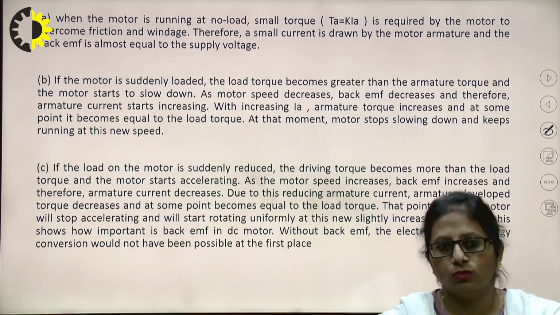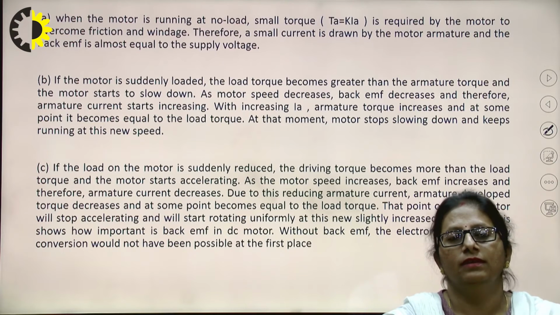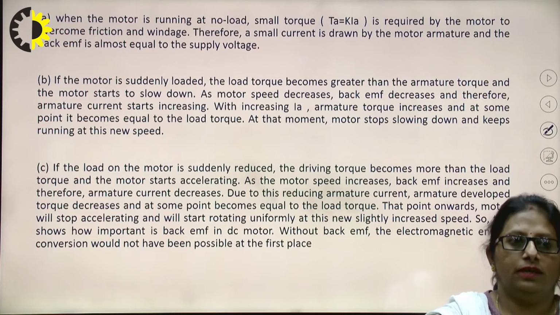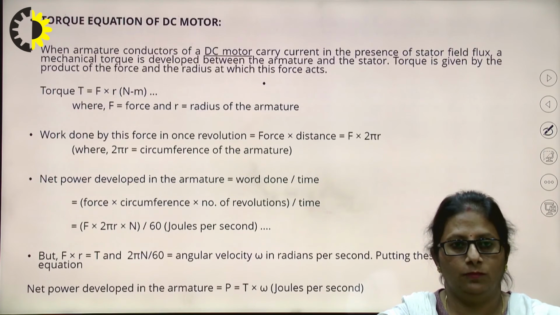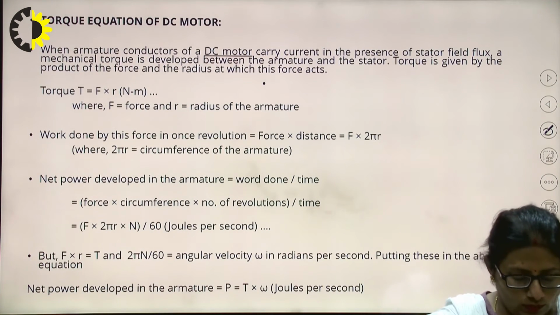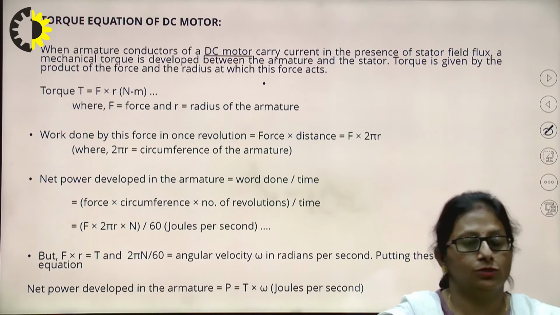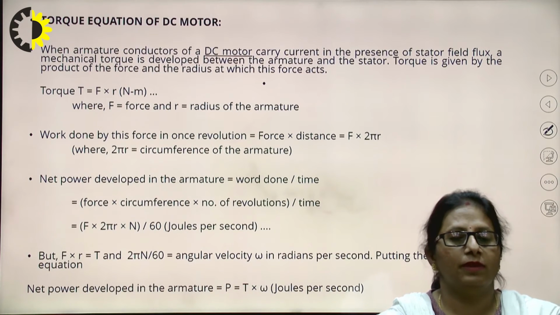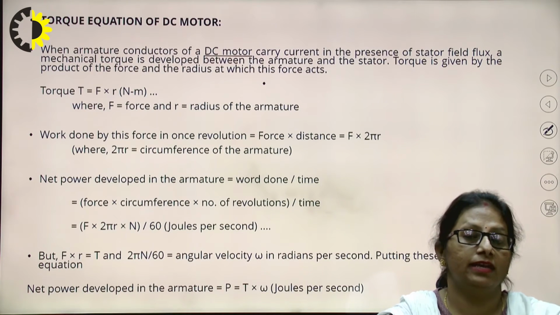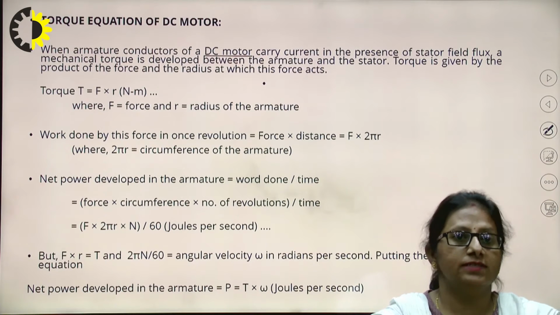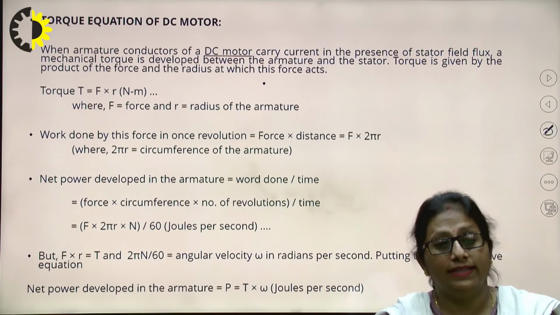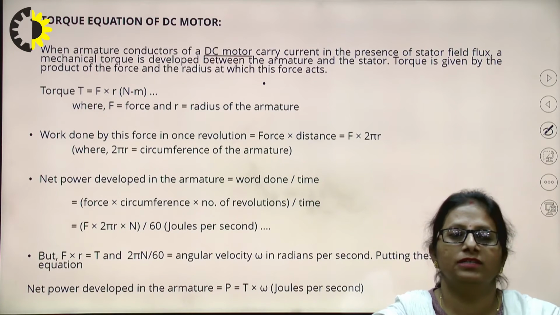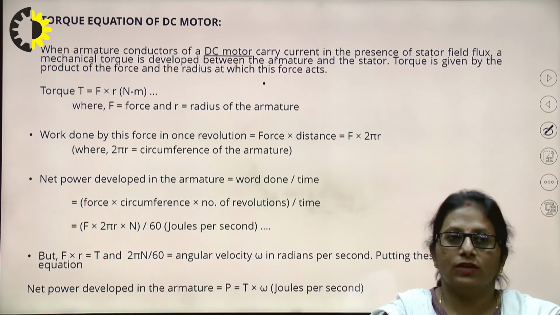So this shows how important the back EMF is in a DC motor. Without back EMF, the electromagnetic energy conversion would not be possible, right? Okay, coming to the very important topic, the torque equation. As we have seen for the DC generator, the generated EMF can be given by phi P Z by 60A. But in the case of a DC motor, the output is the rotation or the torque, with the help of back EMF always. Back EMF is once again given by the same expression, since it is nothing but the generated EMF.